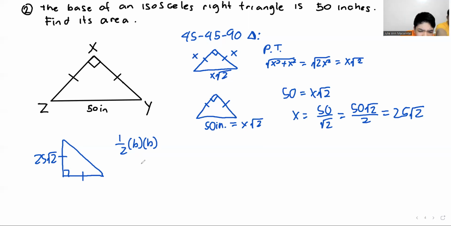The parentheses are to signify that those are not variables. So the B and the H: in this case the base is 25 square root of 2, which is congruent to the height, which is also 25 square root of 2. So area XYZ, area XYZ.